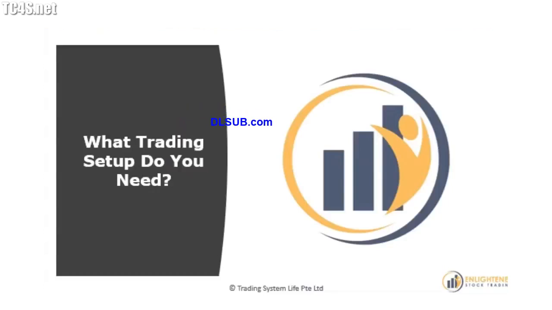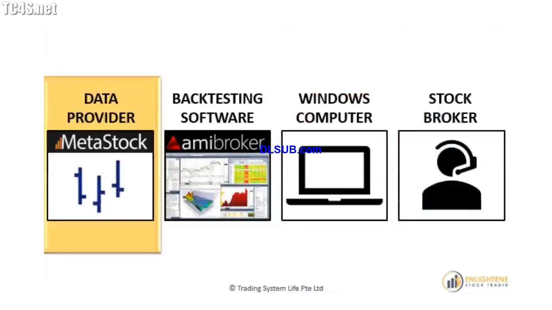And in this quick section, I'm just going to share with you the couple of simple things that you need so that you can trade profitably with existing trading systems. The first thing you're going to need is a data provider, because your trading systems will take the historical stock market data and use that data to make the decisions, to do the analysis.